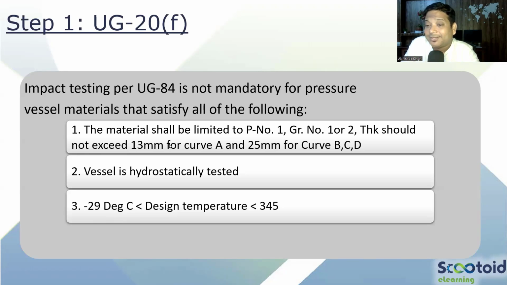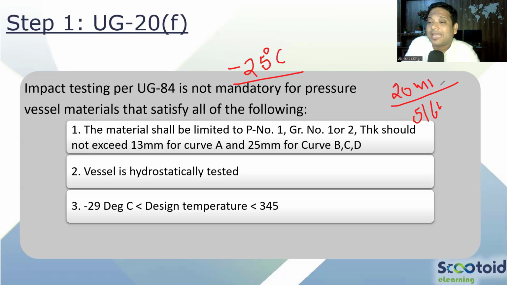Now, the third condition I cannot satisfy by just having the information that my thickness is 20 mm and material is 516 grade 70. I need the service temperature. What exactly is required by the client? So if the client is saying service MDMT is minus 25 degrees Celsius, my material is 20 mm thick and it is SA 516 grade 70. Is the third condition also satisfied? Minus 25 is the service temperature, which falls within this range. So the third is also satisfied.